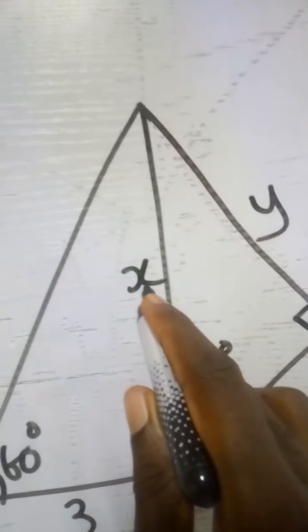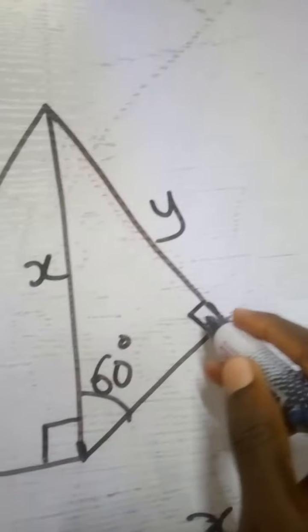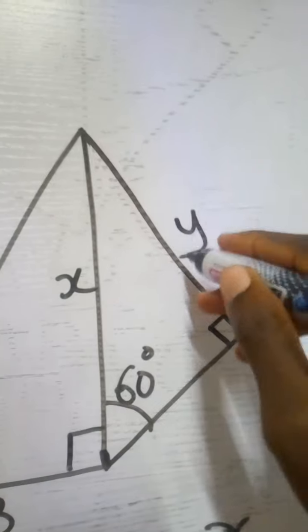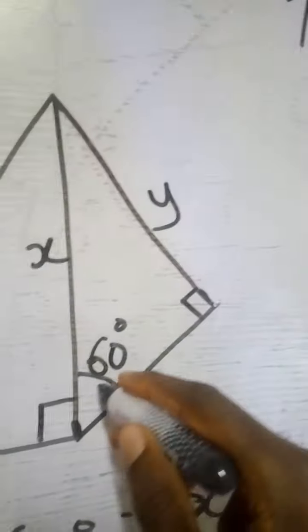Then the side I know is the hypotenuse of the triangle because it's facing the right angle, but the side I don't know is the opposite to 60 degrees. So I have opposite and hypotenuse, which is sine. So I'm going to use sine 60 degrees, equal to opposite over hypotenuse.